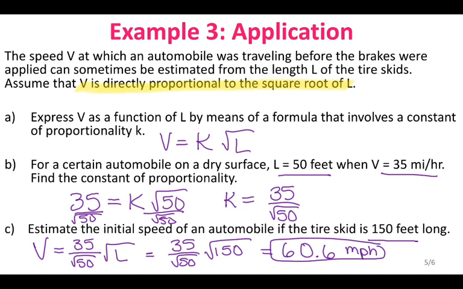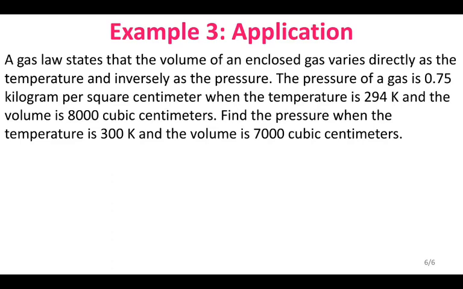All right, let's do another word problem. For this one, it says a gas law states that the volume of an enclosed gas varies directly as the temperature and inversely as the pressure. So gas varies directly as the temperature and inversely as the pressure. The pressure of the gas is 0.75 kilogram per square centimeter when the temperature is 294 Kelvin and the volume is 8,000 cubic centimeters. Find the pressure when the temperature is 300 Kelvin and the volume is 7,000 cubic centimeters. Whoa, that is a confusing question because there are numbers everywhere.